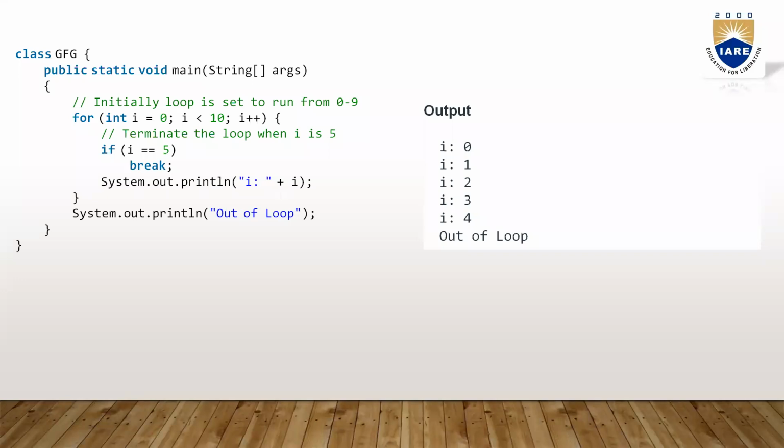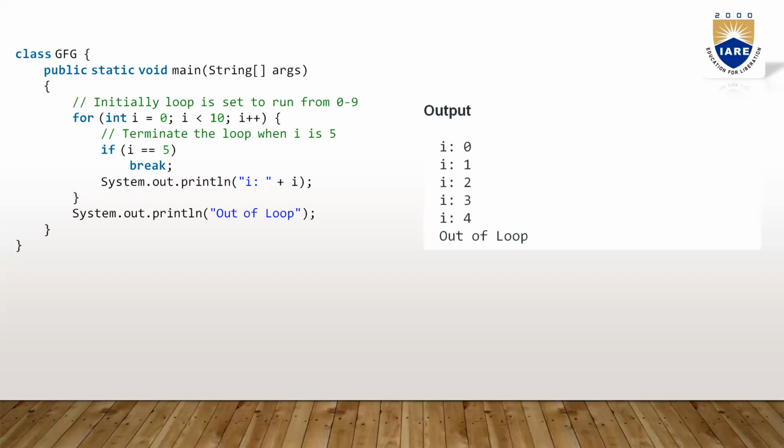Here we created a class GFG and a public static void main string. Now the loop is set to run from 0 to 9. The loop is created for int i equal to 0, initially giving i the value 0, and i is less than 10. The condition is to print 0 to 9 and we are incrementing the i value. Here the loop is started, and the terminating value of i is 5. If i equal to 5, then we will break the loop.